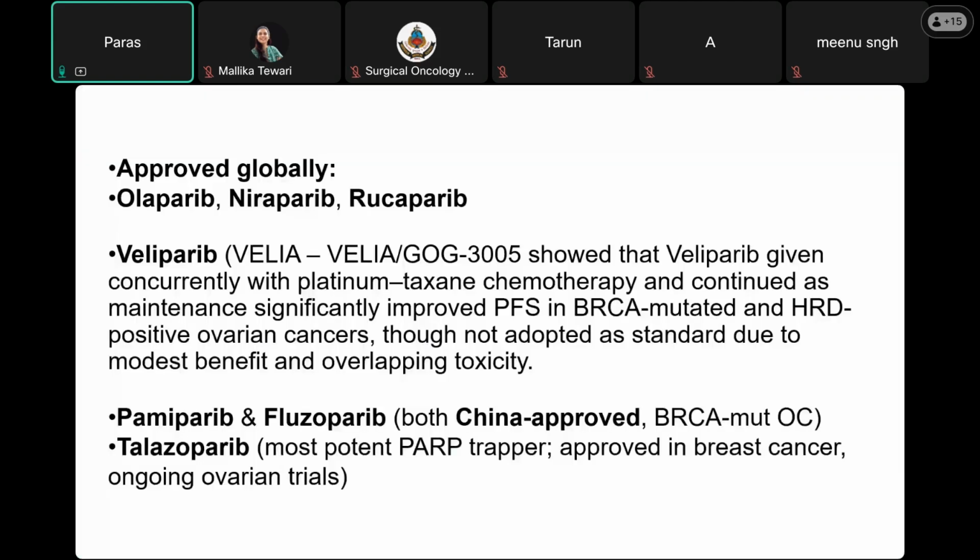These olaparib, rucaparib, and niraparib are approved globally. Veliparib, in the VELIA trial, was given concurrently with platinum-taxane chemotherapy and continued as maintenance, and significantly improved PFS in BRCA-mutated and HRD-positive ovarian cancers, though it was not adopted as standard due to modest benefit with overlapping toxicity. In China, pamiparib and fuzuloparib have been approved in BRCA-mutated cancers. Talazoparib has breast cancer approval, but ovarian trials are ongoing. It is the most potent PARP trapper, but has the maximum adverse events.